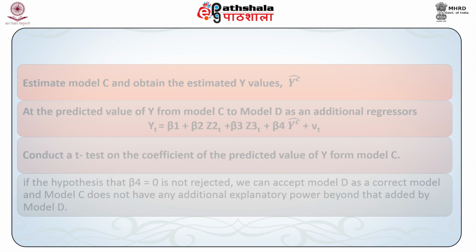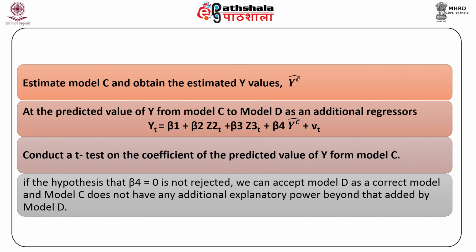Davidson-McKinnon J-test. The steps involved in this test are as follows. Estimate model C and obtain the estimated y values yc. Add the predicted value of y from model C to model D as an additional regressor. Yt is equal to beta 1 plus beta 2 z2t plus beta 3 z3t plus beta 4 yc plus vt. Conduct a t-test on the coefficient of the predicted value of y from model C. If the hypothesis that beta 4 is equal to 0 is not rejected, we can accept model D as a correct model and model C does not have any additional explanatory power beyond that added by model D.